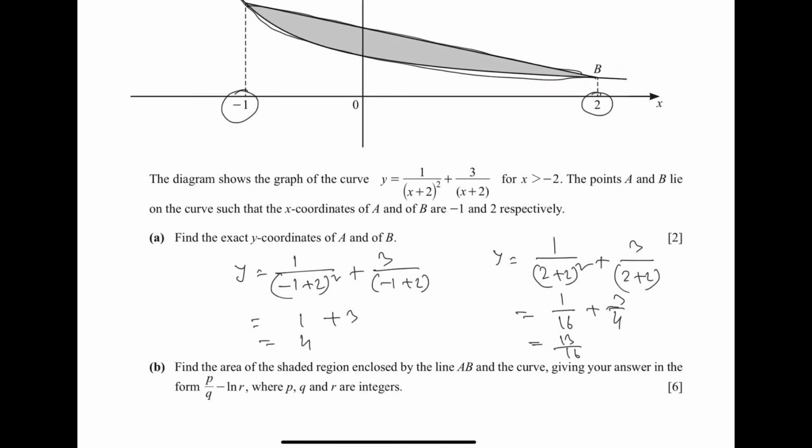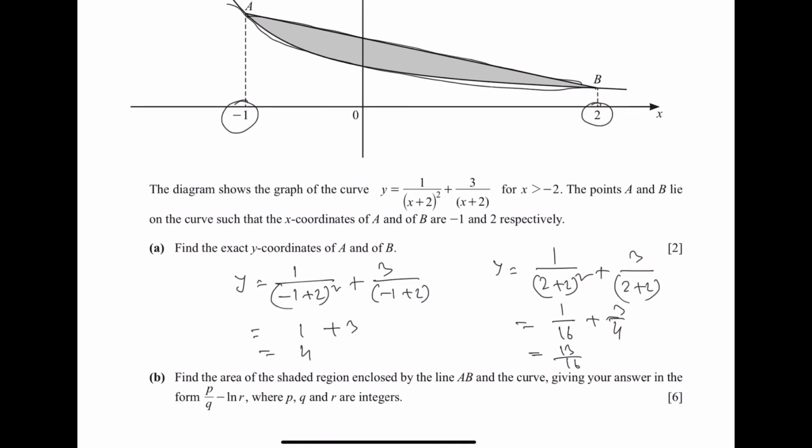So there one thing you need to see, that is the area of the trapezium, and the area under the graph. If you subtract the area under the curve from the trapezium, you will get the answer. So let us see how to find the area of the trapezium.